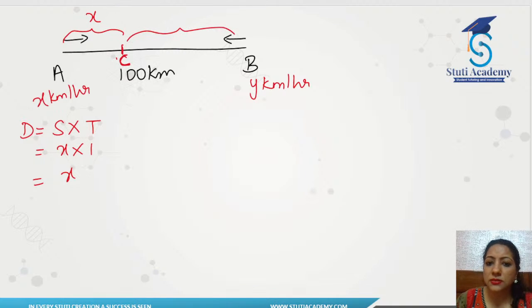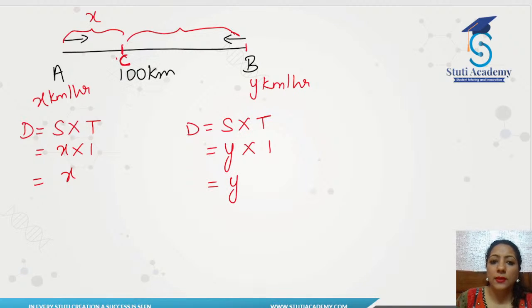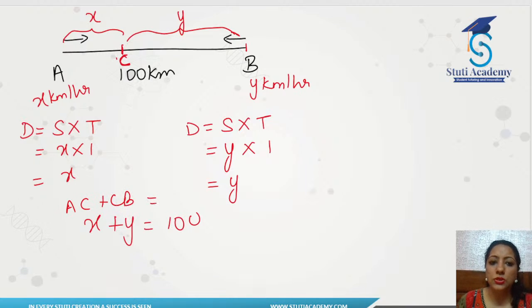And this much is the distance traveled by car starting from B. Let us take this distance as speed into time, that is y. Y is the speed which we have already taken. Time we know is 1 hour, that is y. So this is the distance traveled by car starting from B. This is the distance traveled by car starting from A. And clearly from the figure we can see x plus y is equal to 100. X plus y, that is AC plus CB is equal to AB, that is x plus y is equal to 100. That is the second equation.